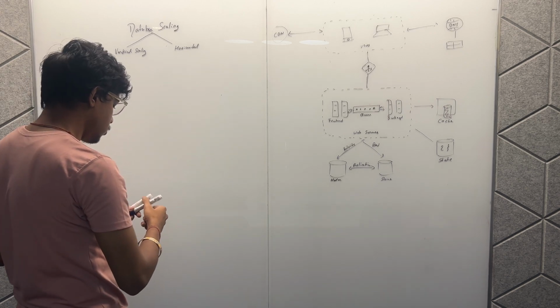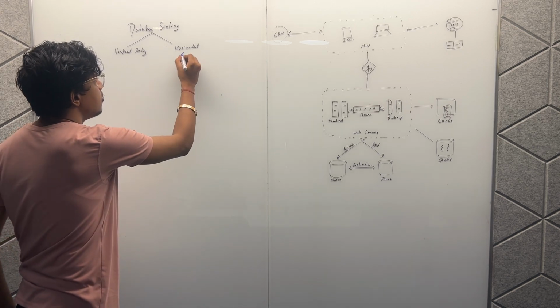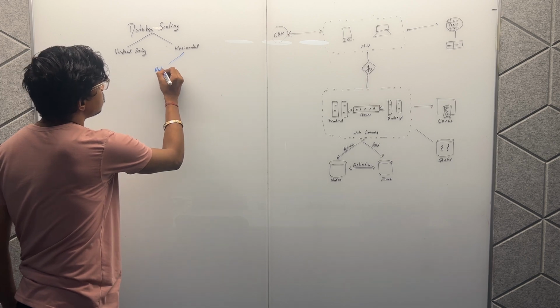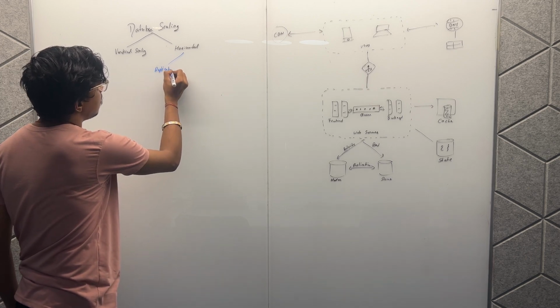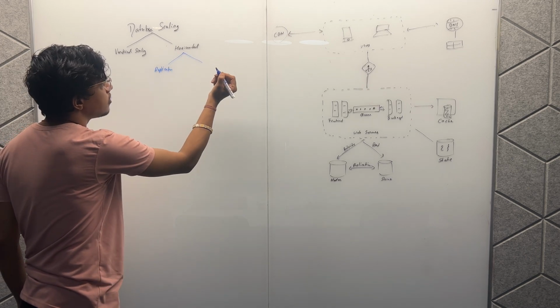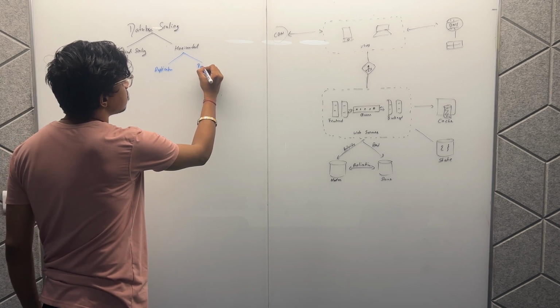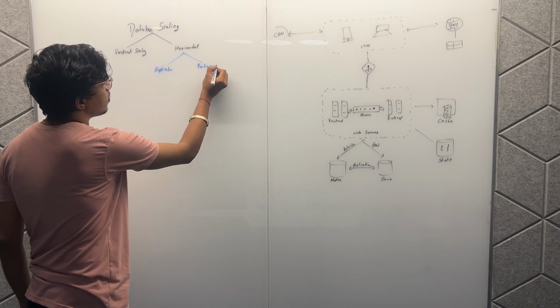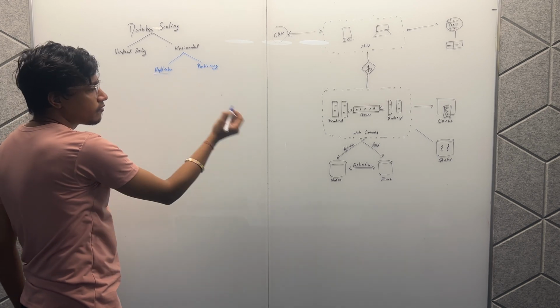Horizontal scaling is also divided into two parts. One is called replication, and another is called partitioning. Okay, replication. What we are doing here.